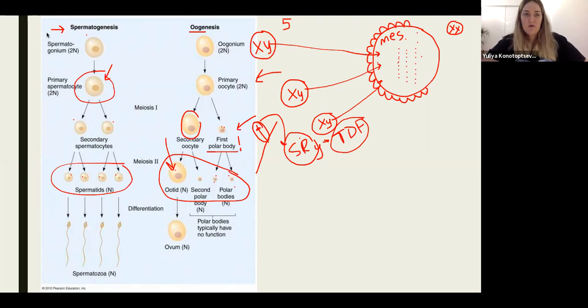Okay. I'm just looking for confused faces. Can I see confused faces?